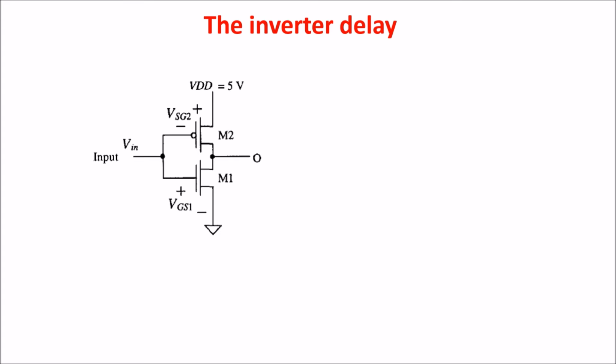But let's see the inverter delay. If we give a pulse of 5 volt to the input of the inverter, the NMOS M1 switches on and the PMOS M2 switches off, so the output voltage goes to 0. The opposite happens when from 5 volt the input goes to 0, so in this case the output is connected with the 5 volt of the power supply.